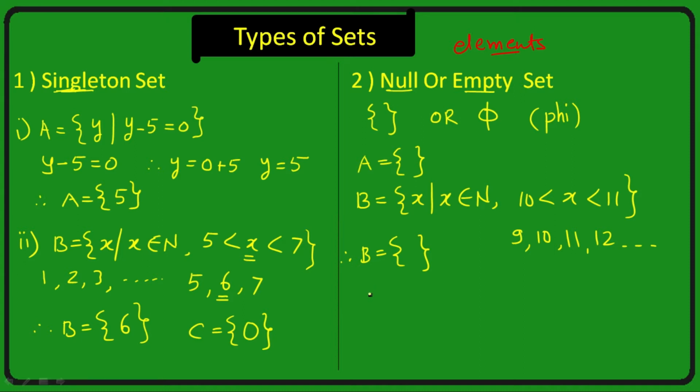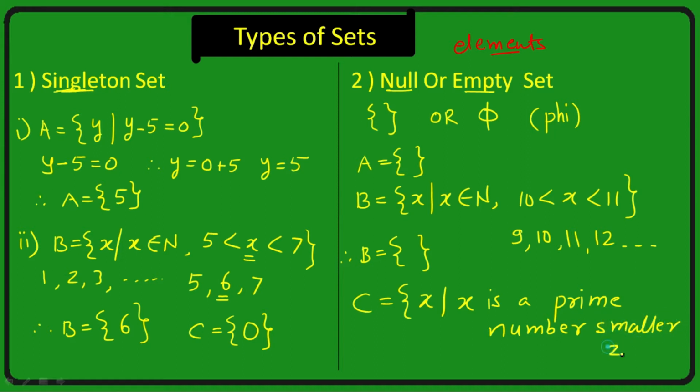Okay, so let us take one more example. C is the set of all x such that x is a prime number smaller than 2. So there is no prime number which is smaller than 2. Note that 1 is neither a prime number nor a composite number. 2 is the smallest prime number, and also note that this 2 is an even prime number.